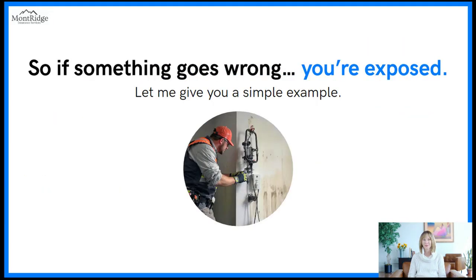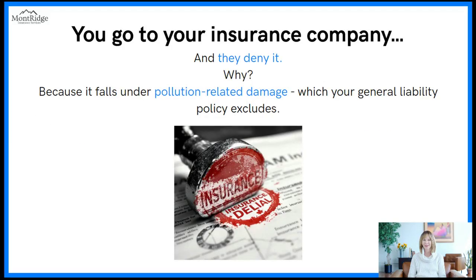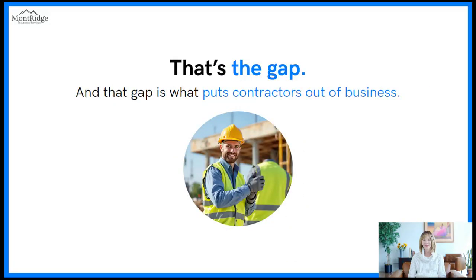Let me give you a simple example. Let's say you're doing a mold remediation job. During the process, spores spread to another part of the building. Now the client has a bigger contamination issue than before. They file a claim. You go to your insurance company, and they deny it. Why? Because it falls under pollution-related damage, which your general liability policy excludes. That's the gap, and that gap is what puts contractors out of business.